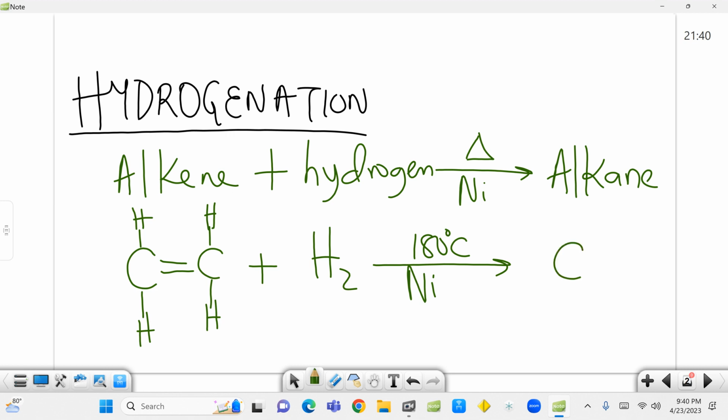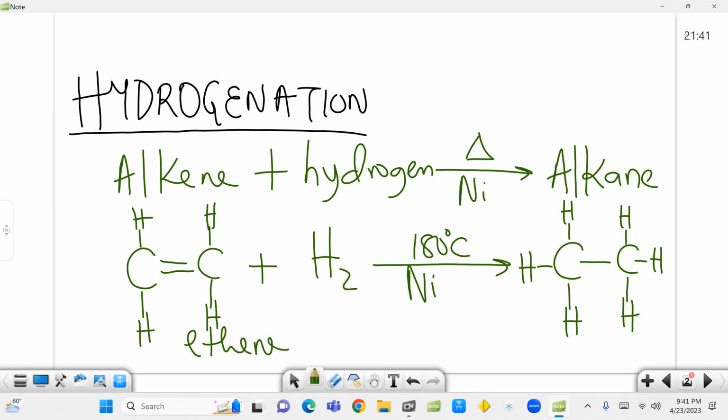In this case, the alkane has a single bond, and that double bond has been broken from the alkene. Okay, and we've added hydrogen to this, so we are producing ethane. So from ethene, which is the alkene, if we react with hydrogen, we can actually produce ethane. Okay, this is a basic reaction, and this is a very good example of addition reaction of alkenes.